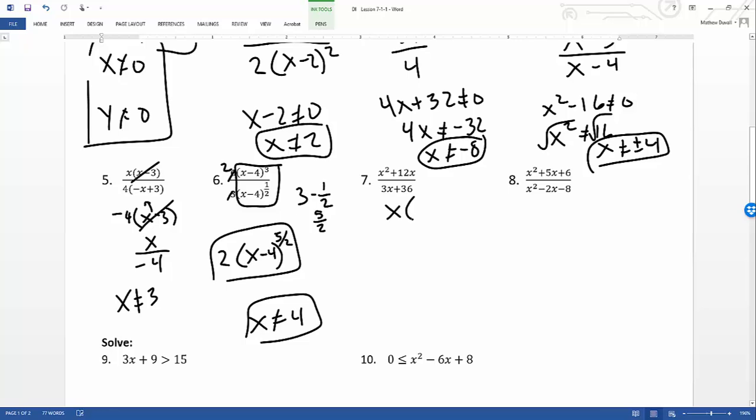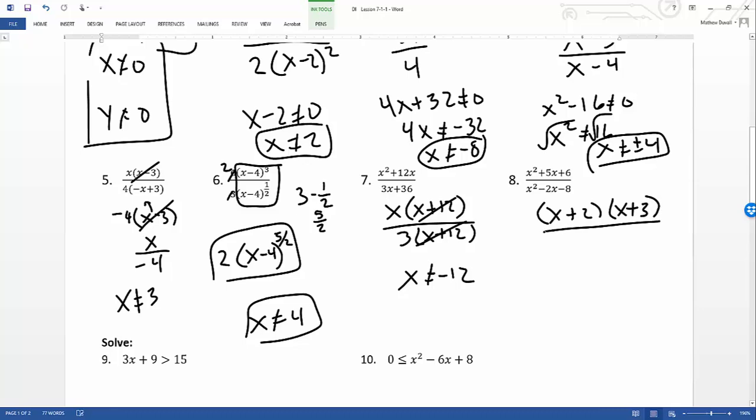Here, if I factor out the x, factor out 3, those cancel out, x can't equal negative 12. And then this one, this factors into (x plus 2) times (x plus 3). On the bottom, that factors into (x minus 4) and (x plus 2). Those cancel out. So your answer is (x plus 3) over (x minus 4). X can't equal 4 or negative 2.